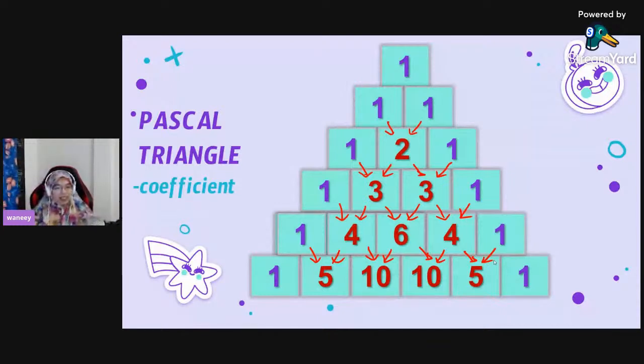So that is the Pascal triangle. Later on, I'll show you the magic of using Pascal. It will be very easy for us to expand.